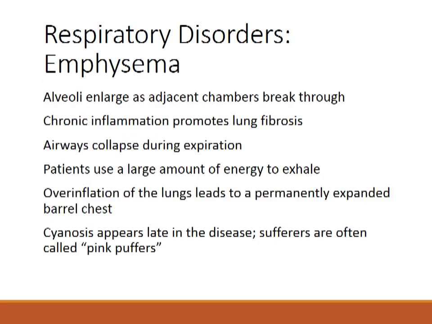Emphysema. People with emphysema, their alveoli enlarge, and adjacent chambers tend to break through the alveoli. Chronic lung inflammation helps to promote lung fibrosis, which is hardening of the lungs, or scar tissue of the lungs. Airways tend to collapse during expiration. Patients use a large amount of energy to exhale. Overinflation of the lungs leads to a permanently expanded chest, which is what we call a barrel chest.